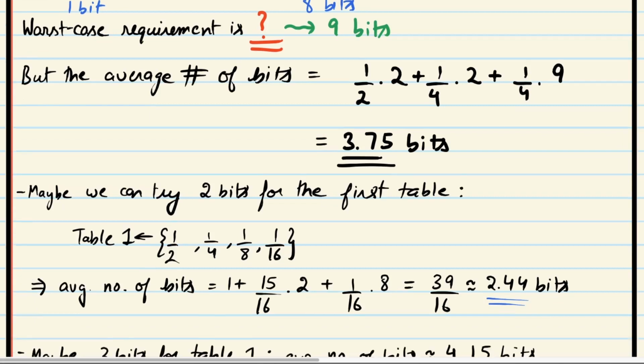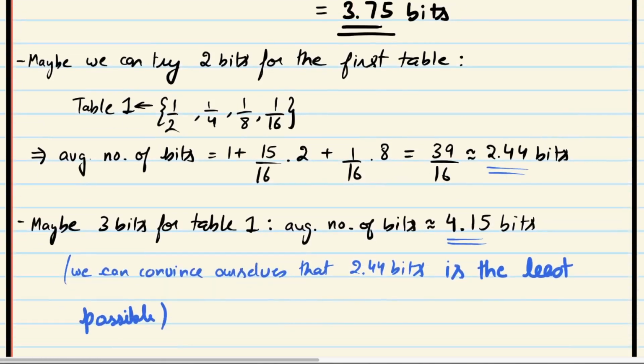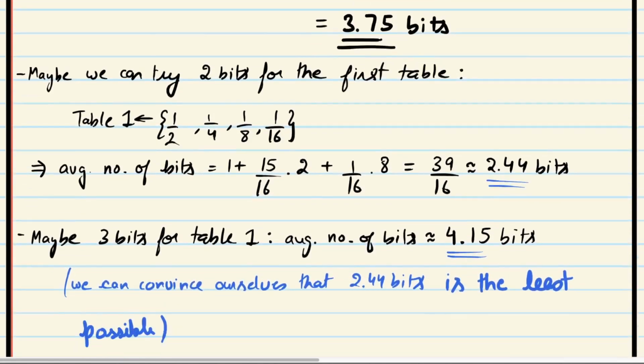So what's the end of this? You can keep on doing this. Can we have 3 bits for the first table? Basically, can we put 8 symbols in the first table? Now if you do that, you will see that the average length is 4.15 bits. So what's going on here? We see that there are various options based on how we arrange these symbols in our tables, how we store them, and different schemes will have different average lengths.